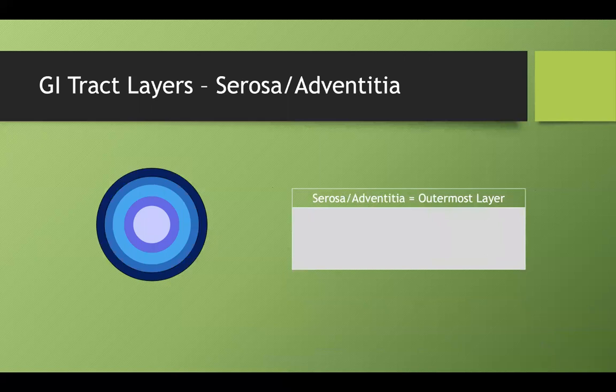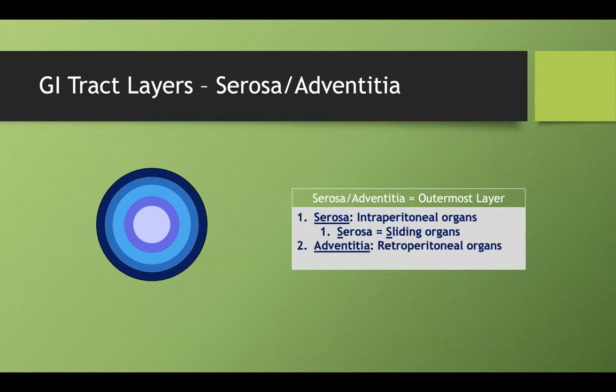Our last layer we'll talk about is the serosa or the adventitia, and it's the outermost layer of our GI tract. It's named the serosa if it's surrounding any of the intraperitoneal organs that we saw earlier, like the stomach, the liver, the appendix, the small intestines. And I remember that by the serosa is for our sliding organs. Remember, the intraperitoneal organs are mobile, they can slide around and kind of do whatever they want. On the other hand, the adventitia is the 4th layer of our retroperitoneal organs, like our kidneys, our adrenal glands. And I remember that by our adventitia is for our attached organs.